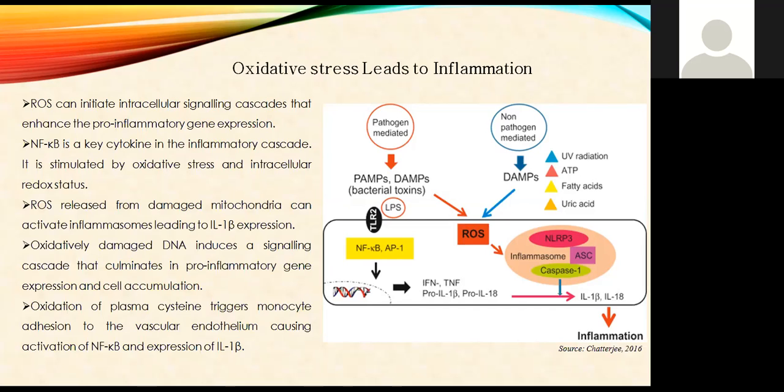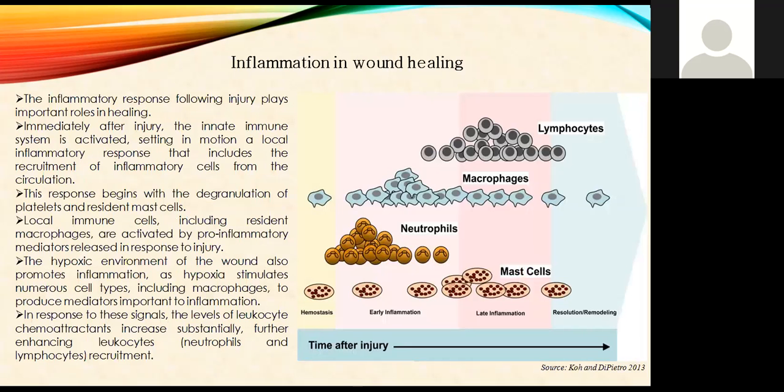The main molecule that gets activated is NF-kappa B, which is stimulated by more oxidative stress and intracellular redox status. And also the ROS released from damaged mitochondria activate the inflammasomes. They are the innate immune proteins that lead to inflammatory conditions. It leads to IL-1 beta expression. And oxidatively damaged DNA induces a signaling cascade that culminates in pro-inflammatory gene expression and cell accumulation. Means there may be more fibrosis or keloid formation or hypertrophic scars.